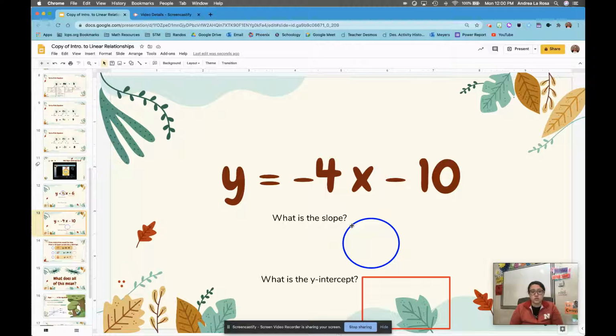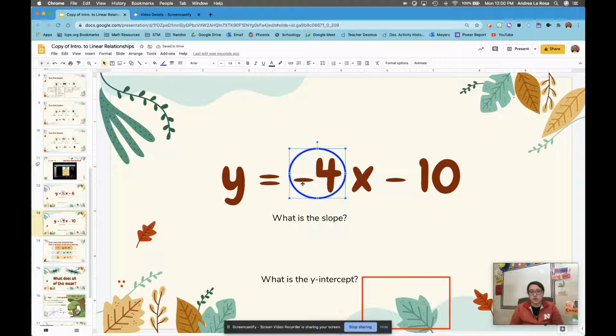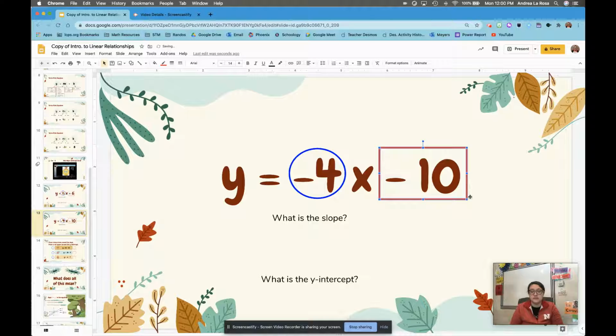Try this one on your own. -4x minus 10. What is the slope? What is the y-intercept? Pause the video and take a second to do that one on your own. For this one, my slope is -4. Remember, whatever's in front of that number has to stay with it. So my slope here is a -4. The y-intercept is going to be a -10. Again, if there's a plus or a minus in front of that b, it has to stay with it. It's part of the y-intercept. They've got to stay together.